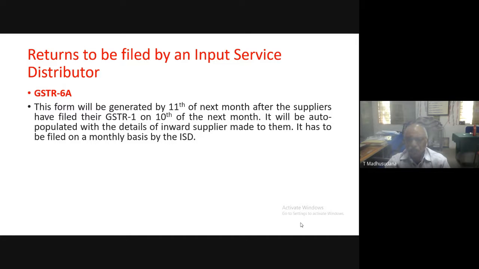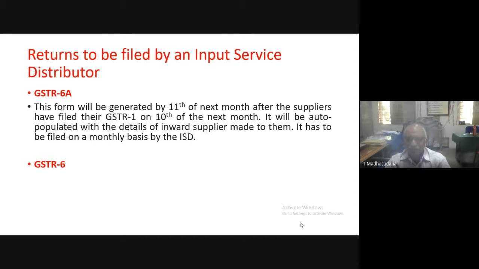It will be auto-populated with the details of inward supplies made to them. So whatever the inward supplies made to the input service distributor, all the details are auto-populated. It has to be filed on a monthly basis by the input service distributor. It's a monthly report to be submitted by the input service distributor, that is GSTR 6A.